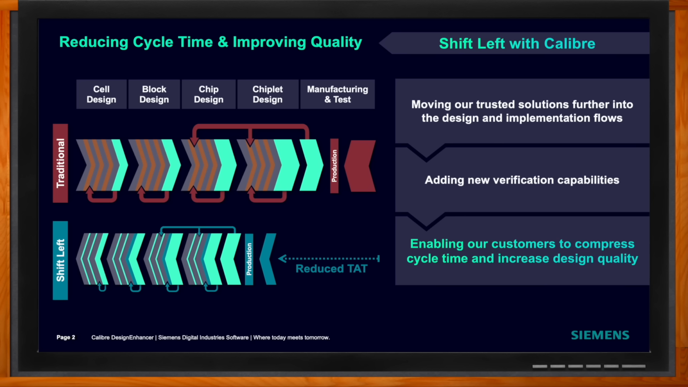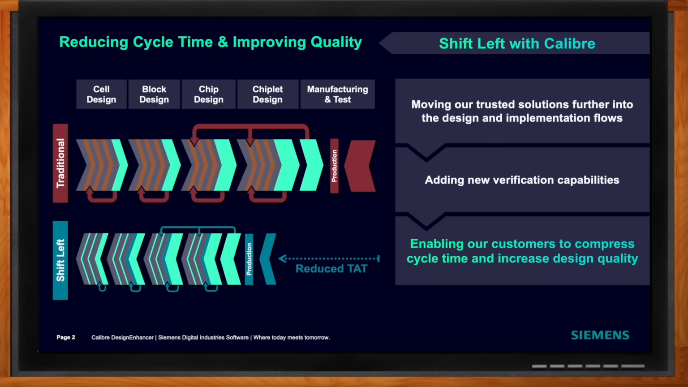And the good thing about Calibre is it's used across the industry, and so we get great input from our customers about where their needs are. And so we've gone off and developed some shift left tools to do this. And they're really, as you mentioned, focused on reducing the cycle time and improving the quality of the design. What we're going to talk about today is some of those layout modifications and how you can use them effectively to reduce your cycle time.